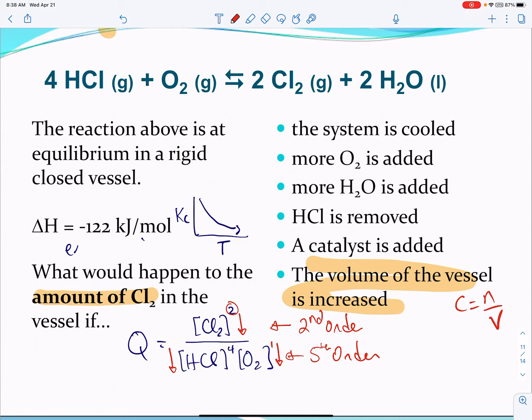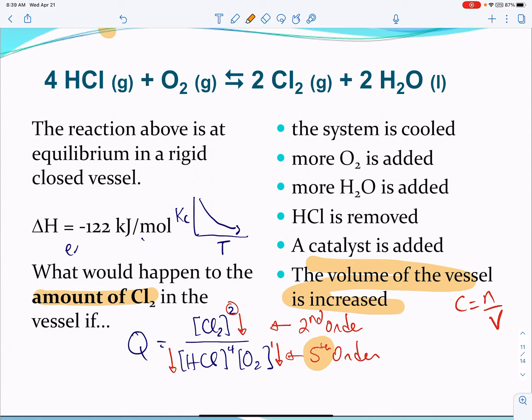Now, if the orders on the top and bottom had been the same, then the numerator and denominator of Q would be affected equally. And if they're affected equally, then Q doesn't change. If the top gets smaller and the bottom gets smaller by the same amount, then the ratio is the same. But in this case, the denominator has a higher order. The denominator is fifth order.